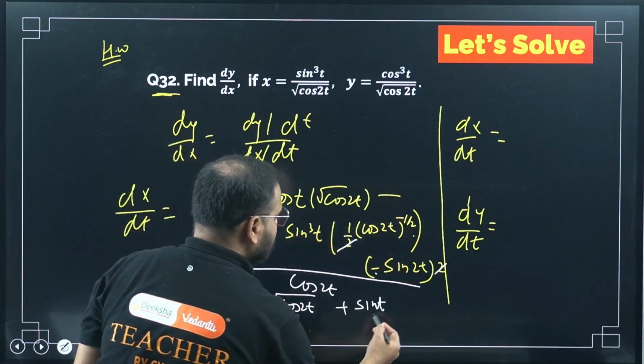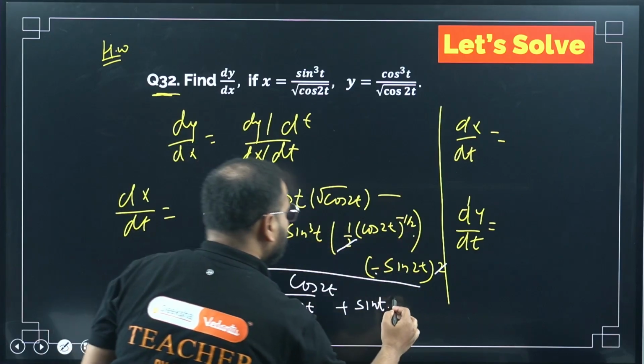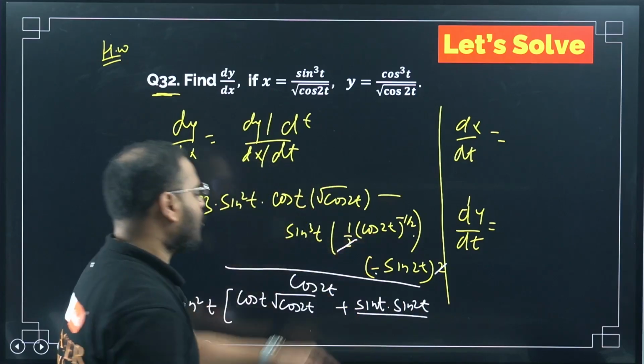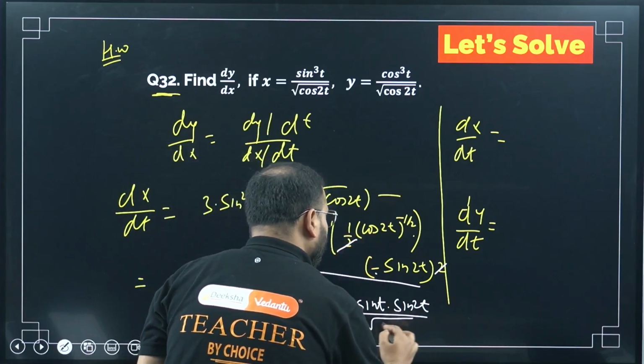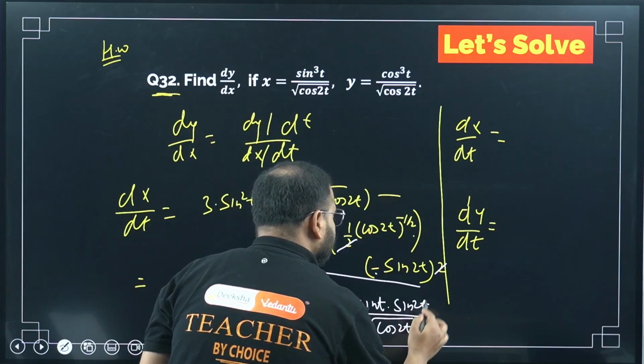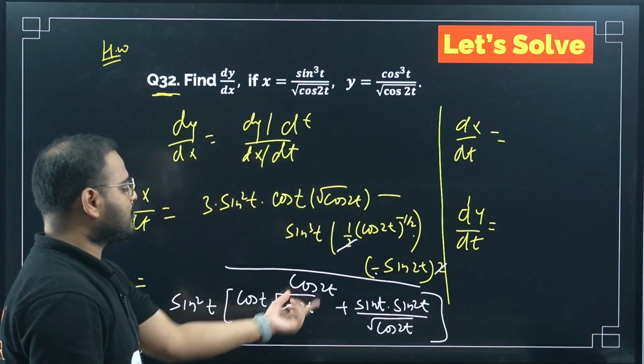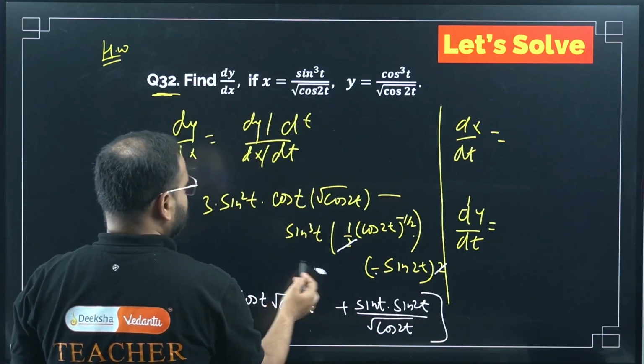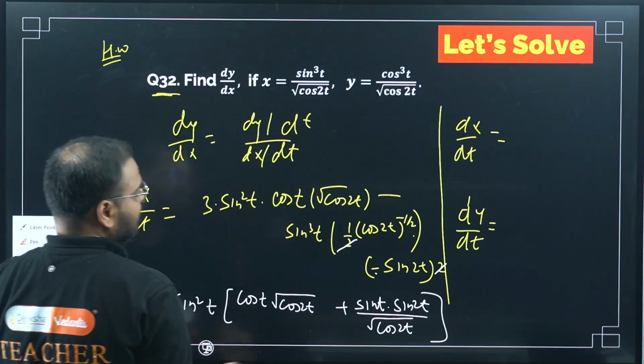So what is this going to be? I'll multiply the numerator first. So sin 2t. And this will be cos 2t in the root, in the denominator. Again the whole thing is divided by cos 2t. This part will be there. I can erase this over here.